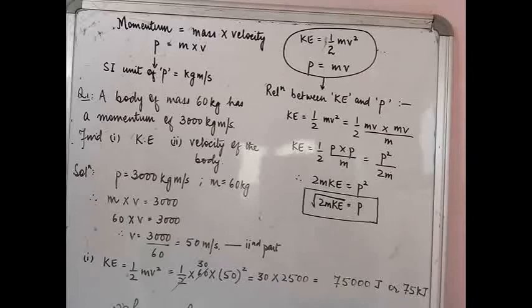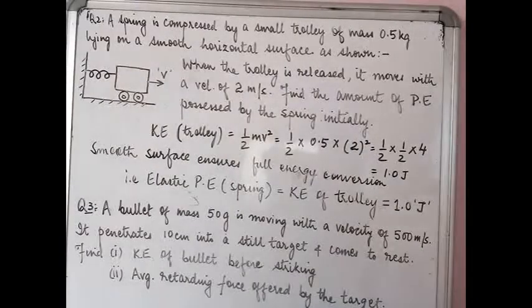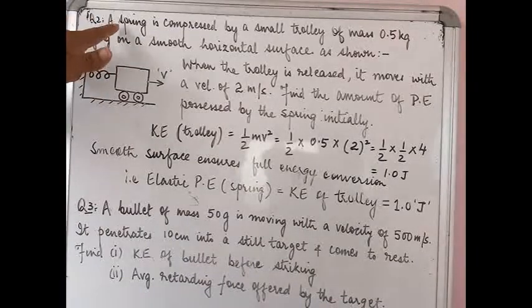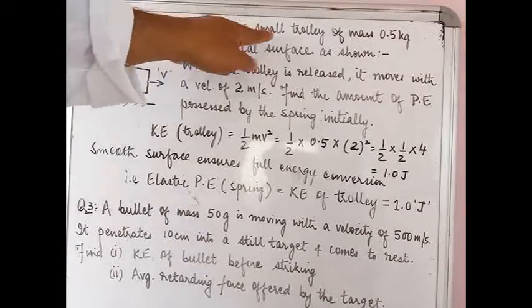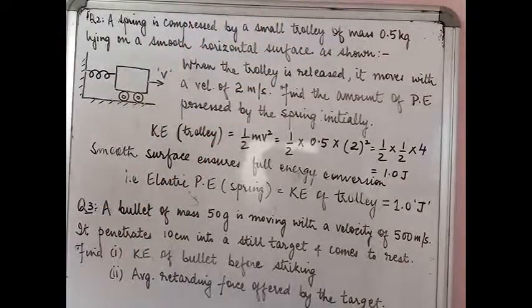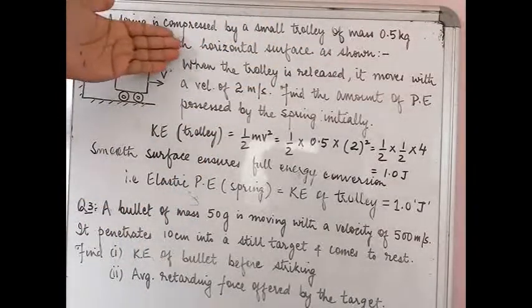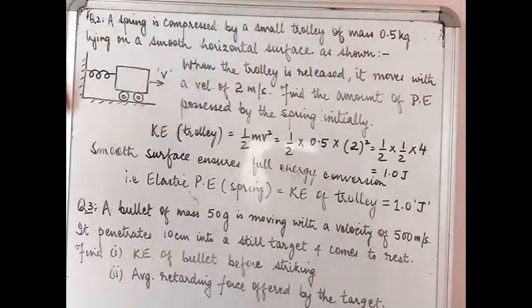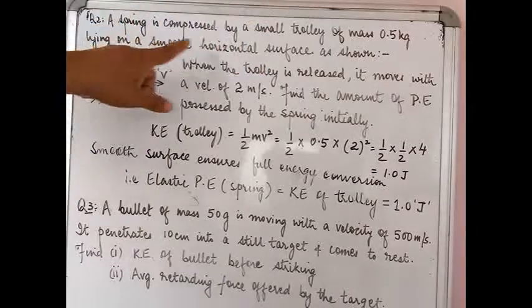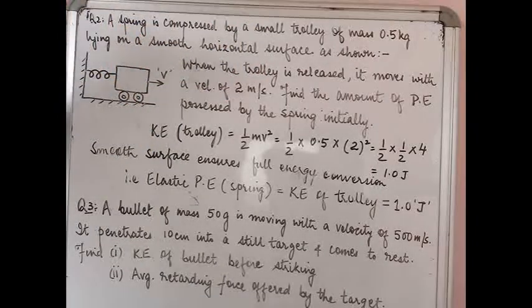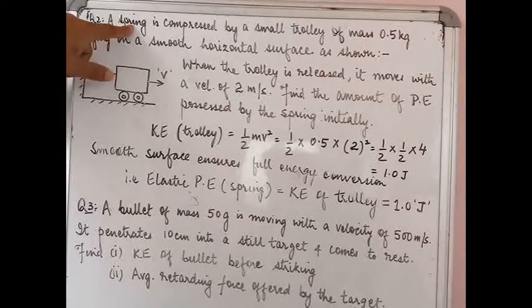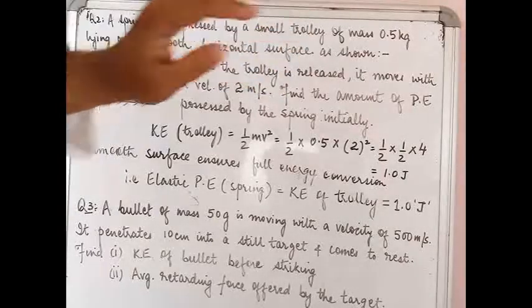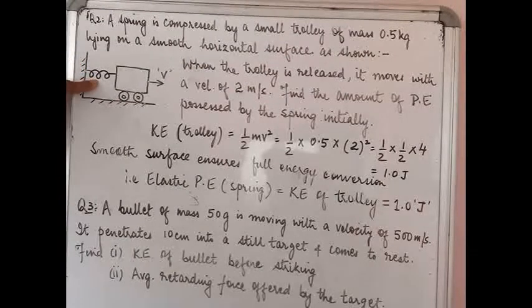Now moving on to the next question. Continuing with question 2 over here. Now have a look. A spring is compressed by a small trolley of mass 0.5 kg lying on a smooth horizontal surface as shown. What do we understand from the first line? That there is a spring that is compressed. As shown, you can have a look in the diagram. This obviously is the spring that you have. It has been compressed. Why? Because the trolley is pushing against the spring, which is attached to a rigid wall.